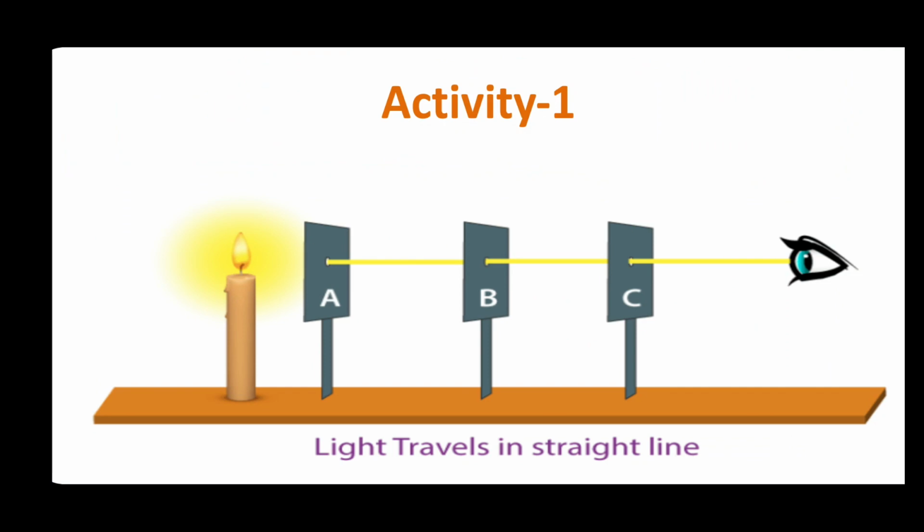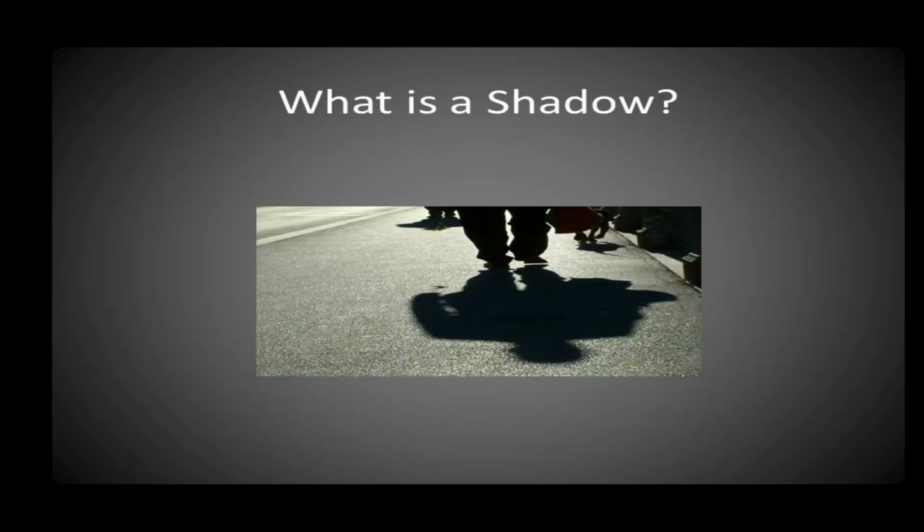The moment we disturb any one piece, we will not be able to see the flame of the candle on the other side. Otherwise, if these pieces are arranged properly in a straight line, we are able to see the candle flame. So this shows that light always travels in a straight path. We'll do this demonstration in an online class also.